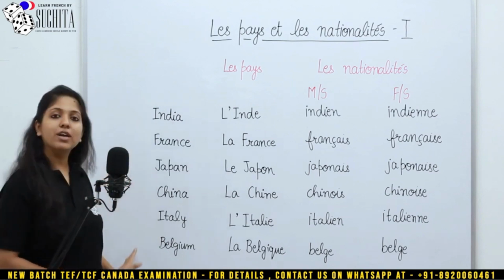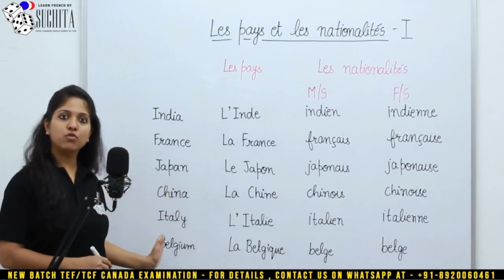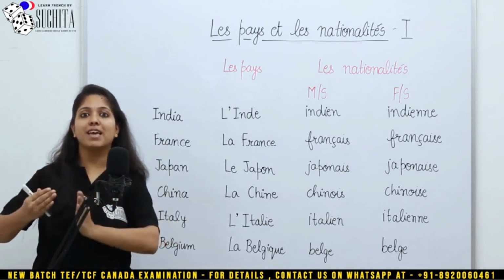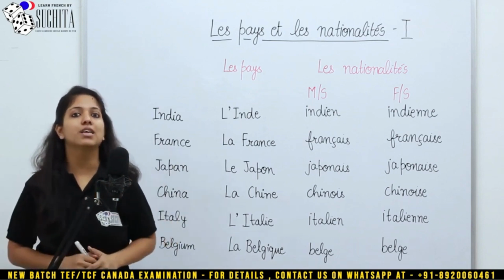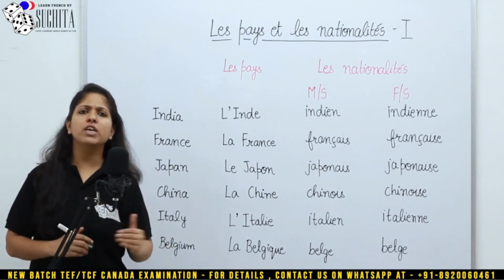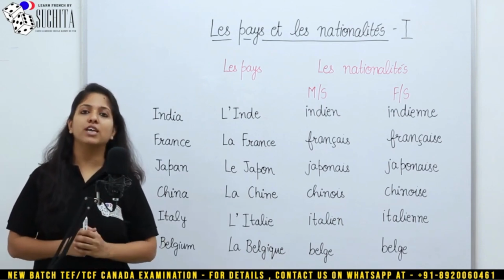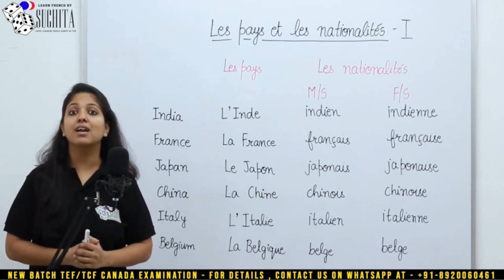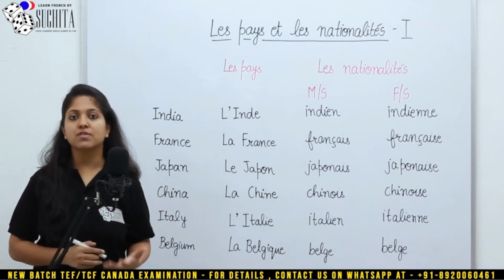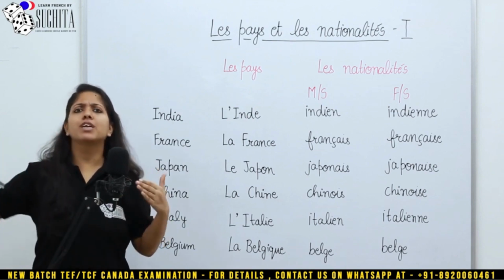So let's start. Here I've written a few examples in front of you. First we'll learn how to say the country, and then we'll learn the nationalities. Before we do the nationalities, I would like to tell you that the nationalities in French are adjectives. You have different types of adjectives.